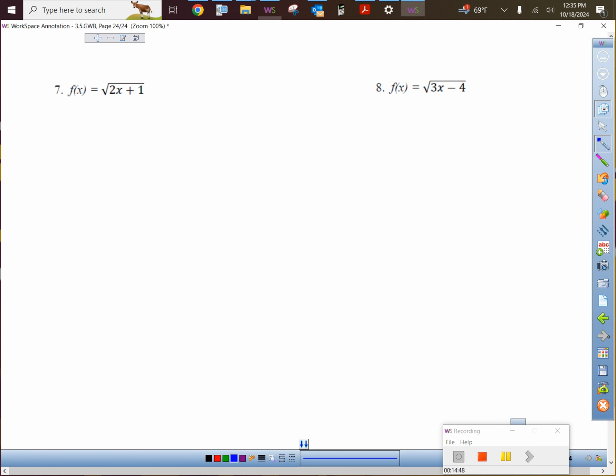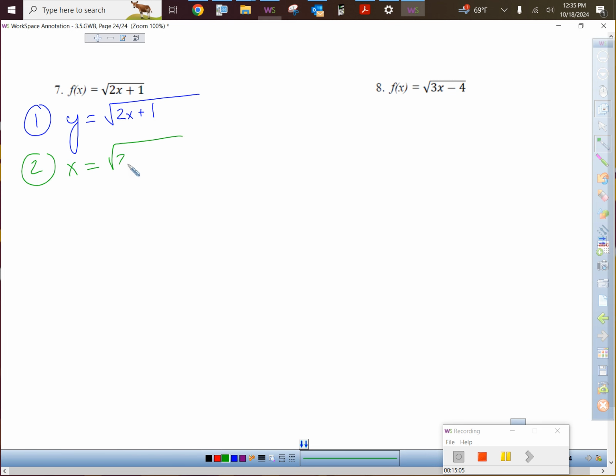Here's a weird dude. This is a square root function, right? But the process still stays the same. First, we're changing f of x to y. So, bada boom. Second, we need to switch x and y around. Things that we're really, really good at.